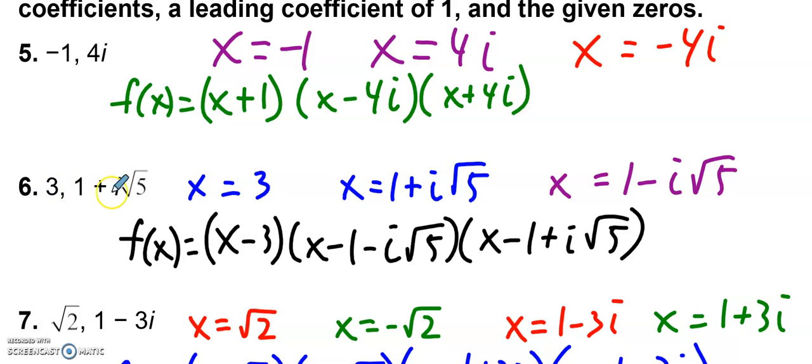Here I'm given 3 and 1 plus i root 5. So x equals 3, x equals 1 plus i root 5, therefore x also has to equal 1 minus i root 5. So my factors are x minus 3, x minus 1 minus i root 5, x minus 1 plus i root 5.